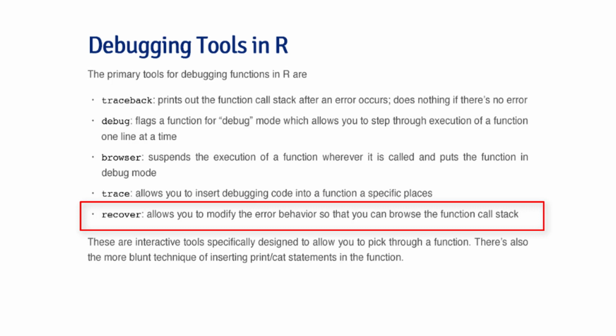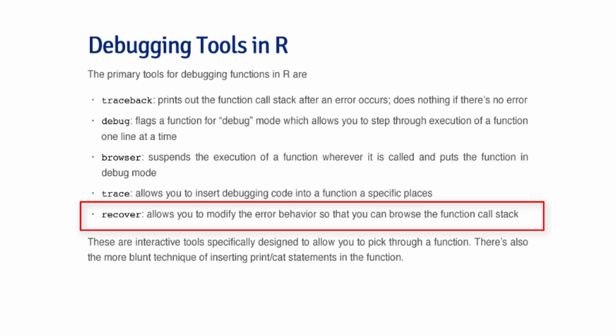You can change that default behavior by setting what's called an error handler, and recover is an error handler function, which means that anytime you encounter an error anywhere in a function, rather than getting the console back, the R interpreter will stop the execution of that function right where the error occurred and freeze it there, and then it will print out the function call stack. So you will see how far deep you are in, and then you can jump around to the different function calls to look around.